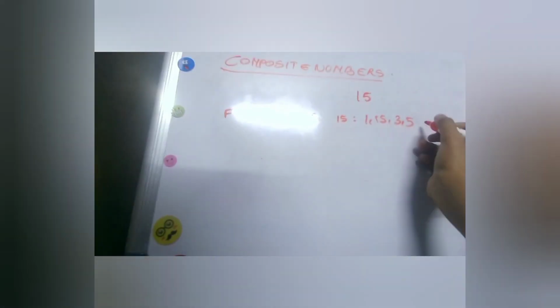So give me a number. 15. Okay, what are the factors of 15? 1, 15, not 2, 3 yes, then 4 no, then 5 yes. These are the factors of 15.